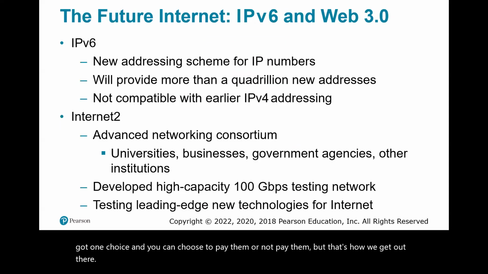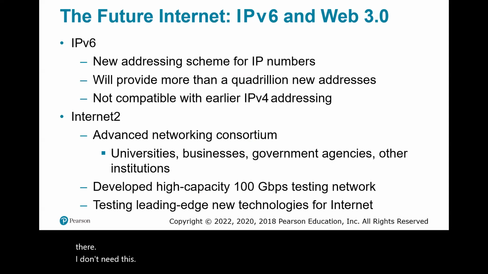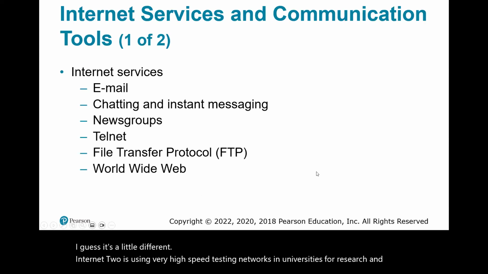We talked about IPv6. Internet 2, it should be Web 3. I guess it's a little different. Internet 2 is using very high-speed testing networks in universities for research and development.